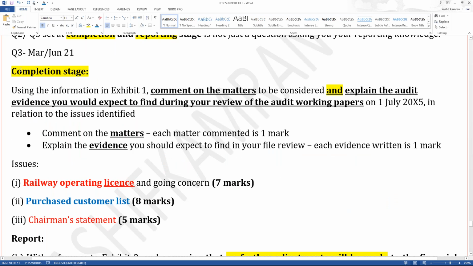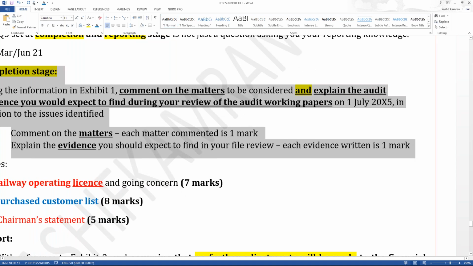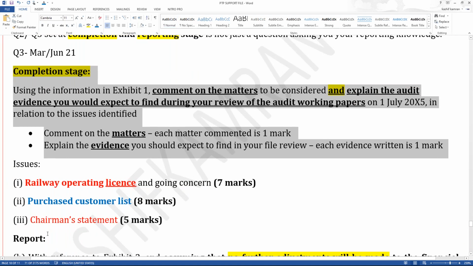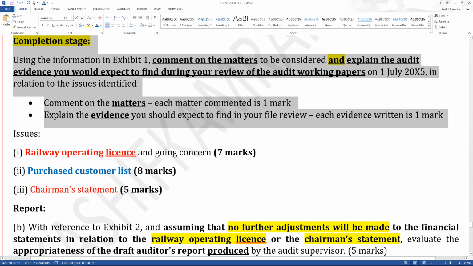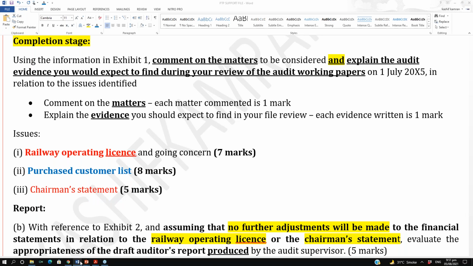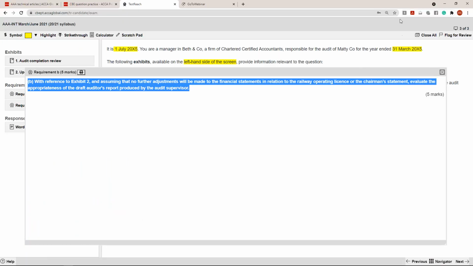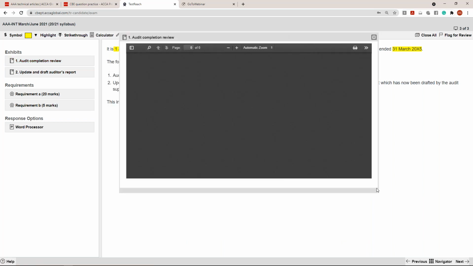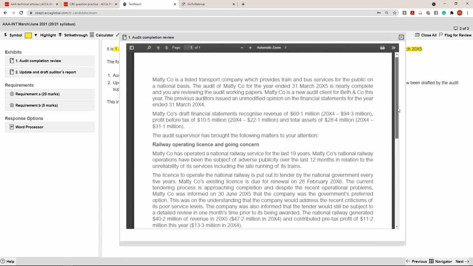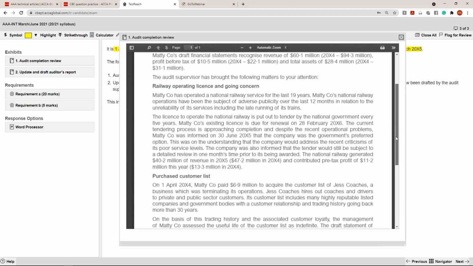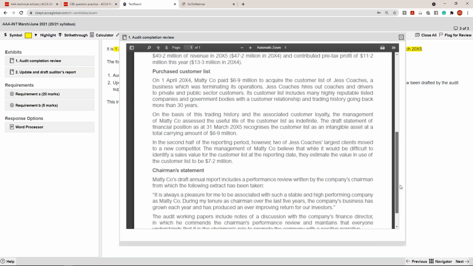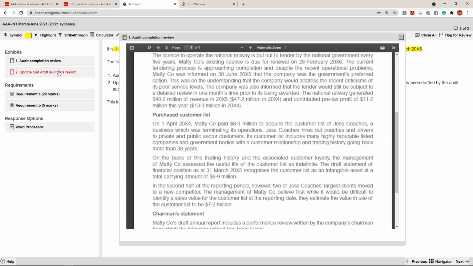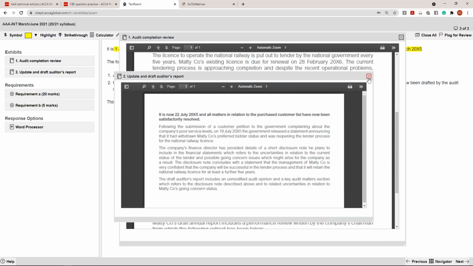So is the question clear? One stage of the question is completion, which we will be solving right after the break. And one step of this is report, which again we will be solving right after the break. Now, what I want from you during the break is to look at this practice platform, where we have question number 3. Start to read exhibit 1, which is the audit completion review. At least read the first issue, railway operating license and going concern, the second issue, purchase customer list, and the chairman statement. Read all three of them, right? And read the second exhibit, which is about the draft audit report. That will save a lot of time when I start to answer the question, March June 21, question number 3.